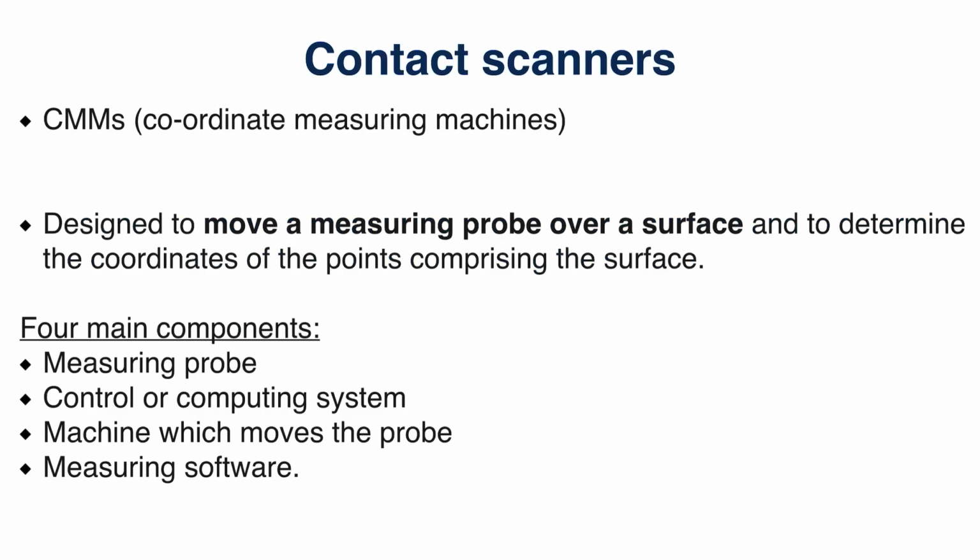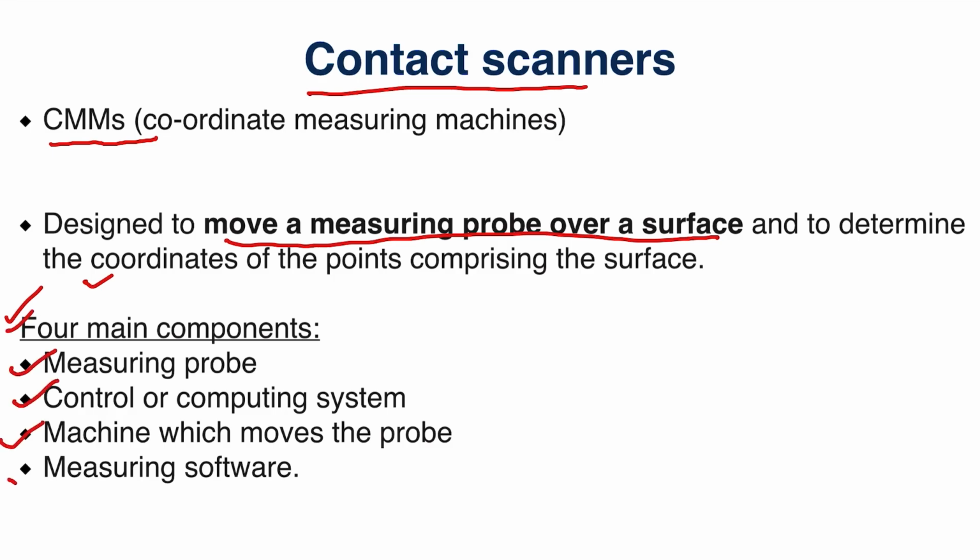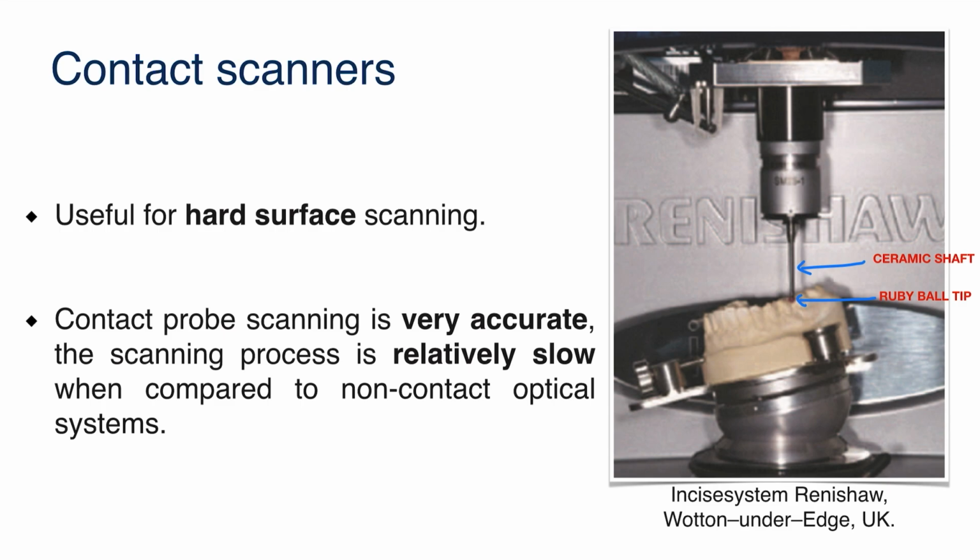So, as the name suggests, contact scanners directly touch the object being scanned. They work on the principle of a coordinate measuring machine and are designed to move a measuring probe over a surface to determine its coordinates. The four main components are the measuring probe, computing system, machine which moves the probe, and measuring software. So here comes the example of a contact scanner inside system by Renishaw, where a ceramic shaft and ruby ball tip are used. These scanners are basically for hard surface scanning like gypsum products, and they are very accurate, but they are relatively slow as compared to non-contact scanners.